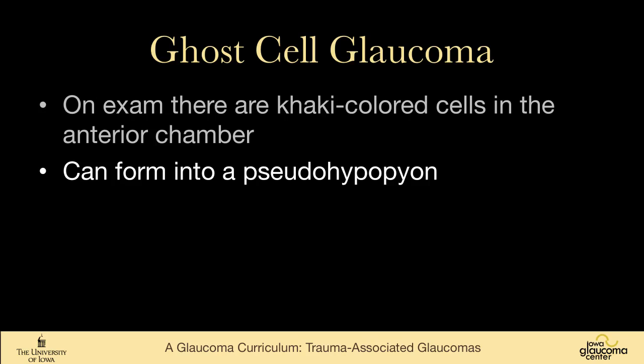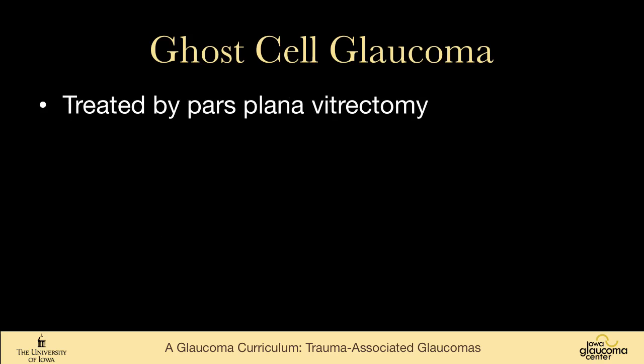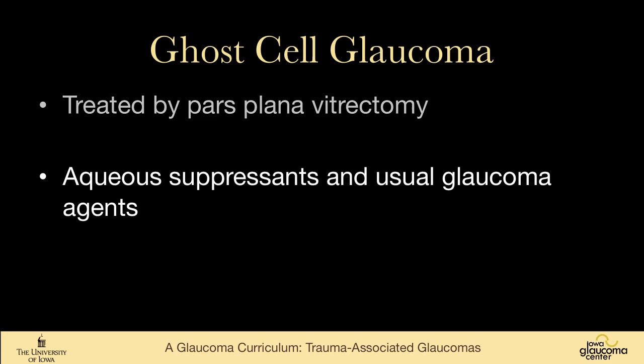These cells can form a pseudohypopyon, so a khaki-colored hypopyon. And if there are bands of fresh blood among the khaki-colored cells, then this is called a candy stripe sign. It's treated typically by treating the vitreous hemorrhage with a pars plana vitrectomy. Aqueous suppressants, always the right answer for any kind of secondary glaucoma, and the usual glaucoma drugs.